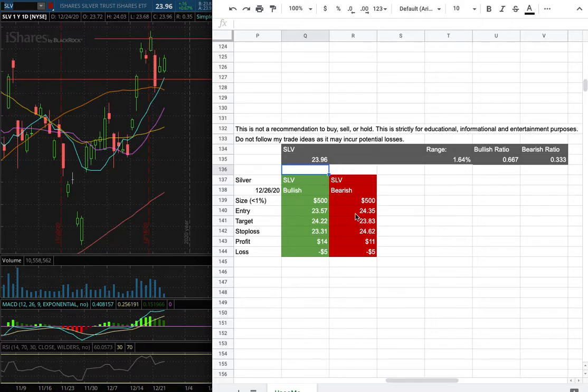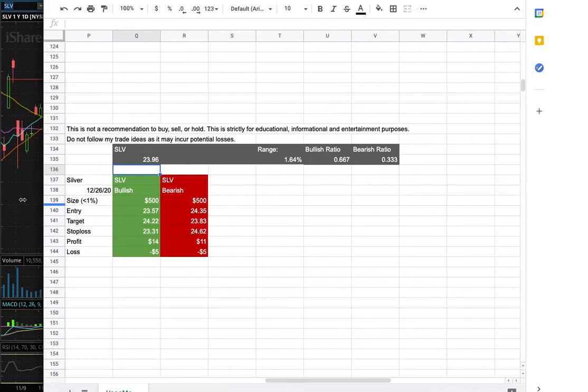However, if I were to open a short position, my entry is at $24.35, and that is this range here. And my sell target is at $23.83, and my stop loss is at $24.64. So whichever entry price were to hit first, that will be my position of the week.